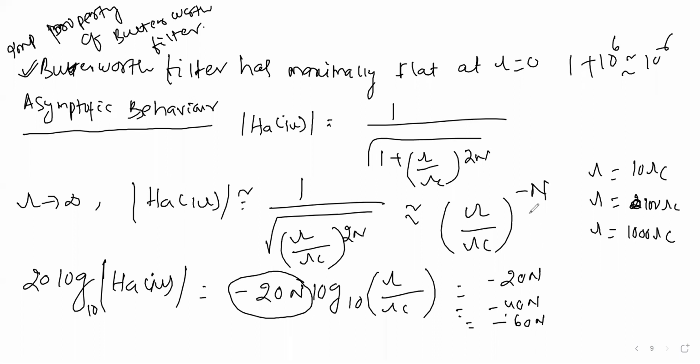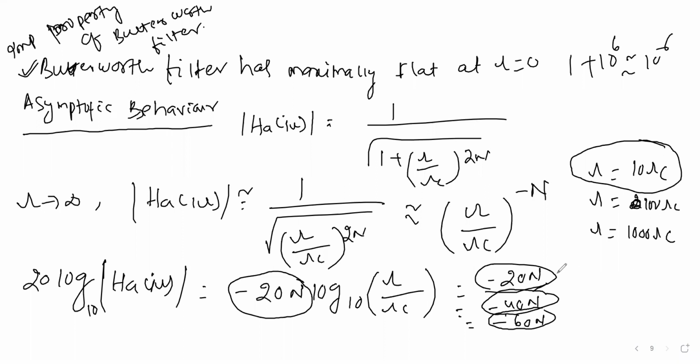Yes or not? So the thing is, if omega increases by 10 or a multiple of 10, then the plot or the characteristics will go down by 20n. Goes down by 20n. Yes, 20n. And if omega is a multiple of 10, it is also a multiple of minus 20. Multiple of minus 20 means minus 20n, minus 40n, minus 60n, and minus 80n, like this.